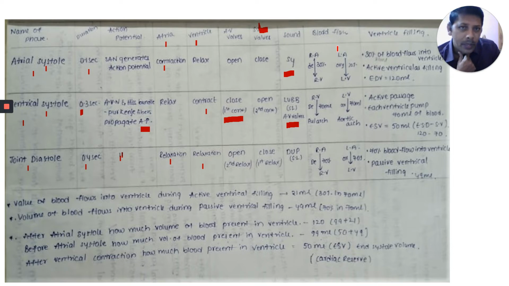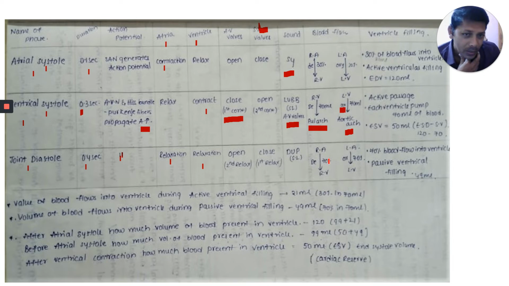Now come to the blood flow. During atrial systole, blood flows from the right atrium to the right ventricle, and from the left atrium to the left ventricle, oxygenated blood, 30%. During ventricular systole, the right ventricle pumps 70 ml of deoxygenated blood to the pulmonary arch, and the left ventricle pumps 70 ml of oxygenated blood to the aortic arch.